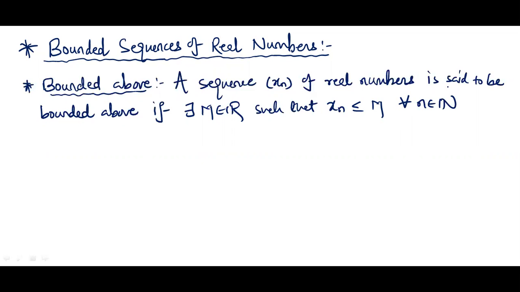Means a sequence of real numbers xn is said to be bounded above if there exists a real number m such that each term of the sequence is less than or equal to that real number m.